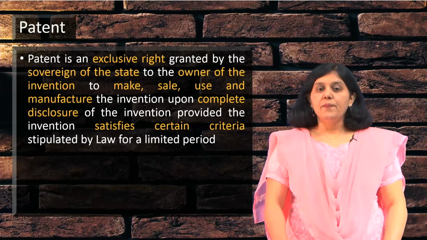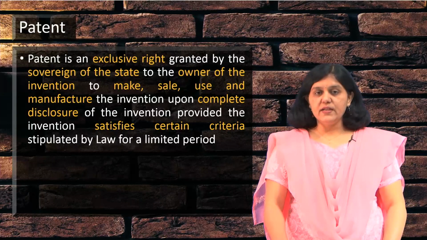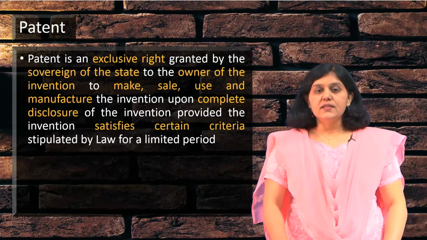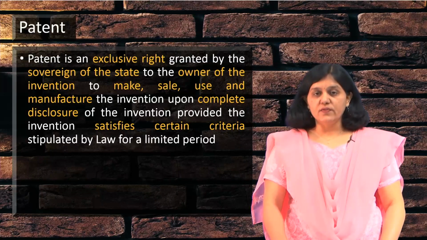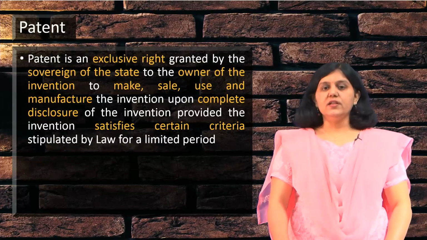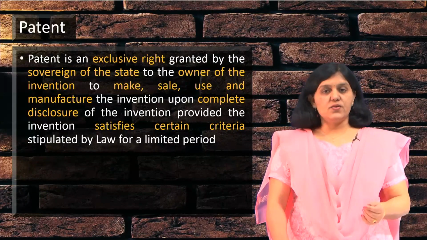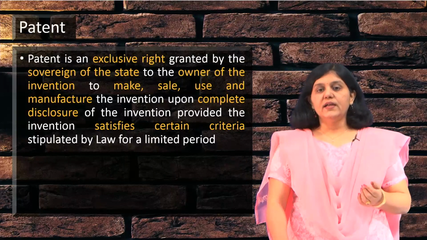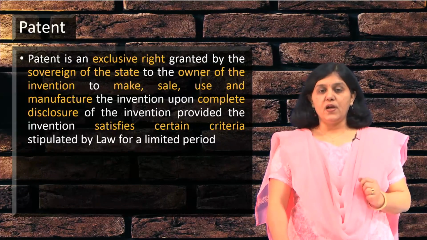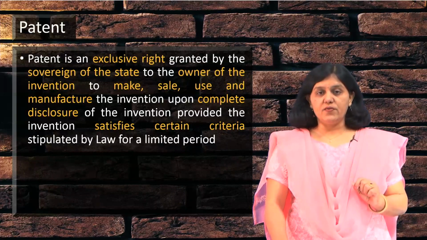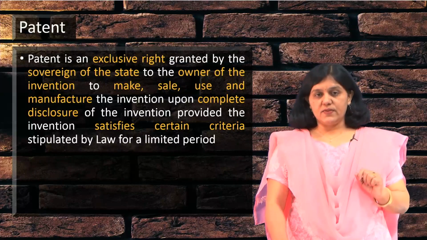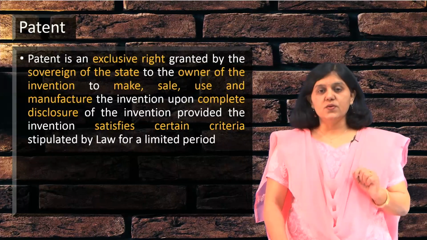So, patent is an exclusive right granted by sovereign of the state. It is giving the rights to the owner of the invention to make, sell, use and manufacture the invention upon complete disclosure of the invention, provided the invention satisfies certain criteria stipulated by law, and it is for a limited period of time. So, there are 7 important points. The first one, patent is an exclusive right.